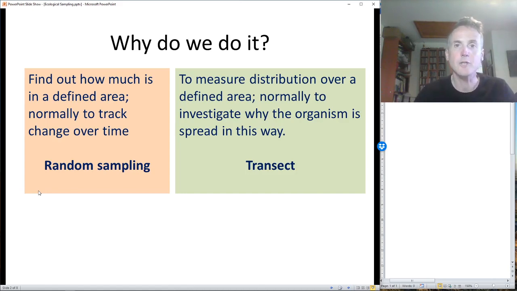You might measure abiotic factors as well that go along with that. So in the exam, you just need to be able to write a 6 marker on random sampling or a 6 marker on a transect. What you must be very wary of is that if you write a transect answer to a random sampling question, then you can get properly scuppered.